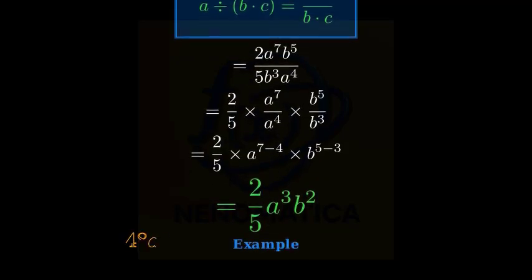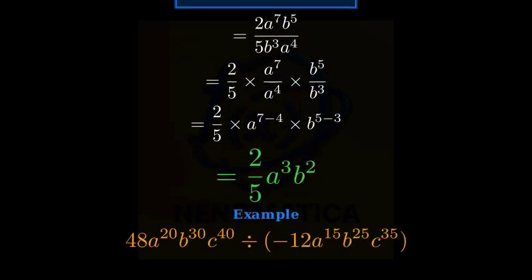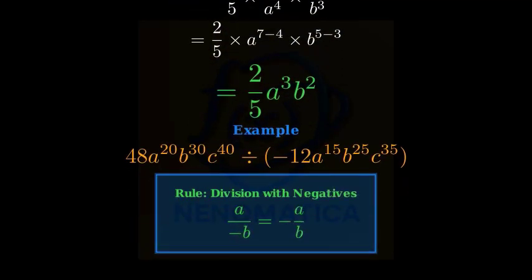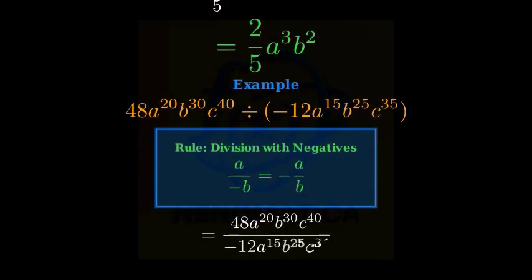Here we have 48a to the 20th power b to the 30th power c to the 40th power divided by negative 12a to the 15th power b to the 25th power c to the 35th power. Let's rewrite this as a fraction. Now, we simplify each part separately. For the coefficients, we have 48 divided by negative 12, which equals negative 4.